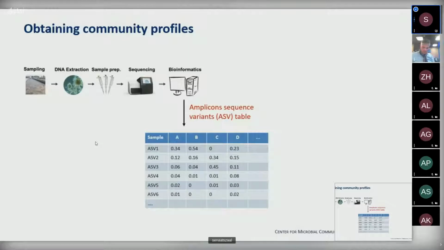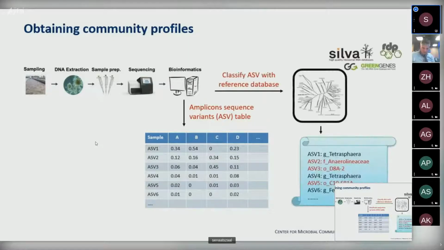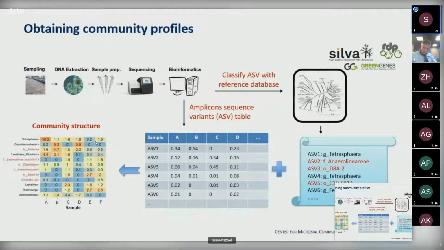The next thing we need to do is to classify the ASVs, figure out what the taxonomy is of the bacteria behind each ASV. And to do that, we match the ASVs up against a reference database. That could be the SILVA database, the RDP database, or Greengenes. And then you get a list of taxonomies for each of these ASVs. And then we combine that with the amplicon sequence variant table, and you get the community structure for your sample.